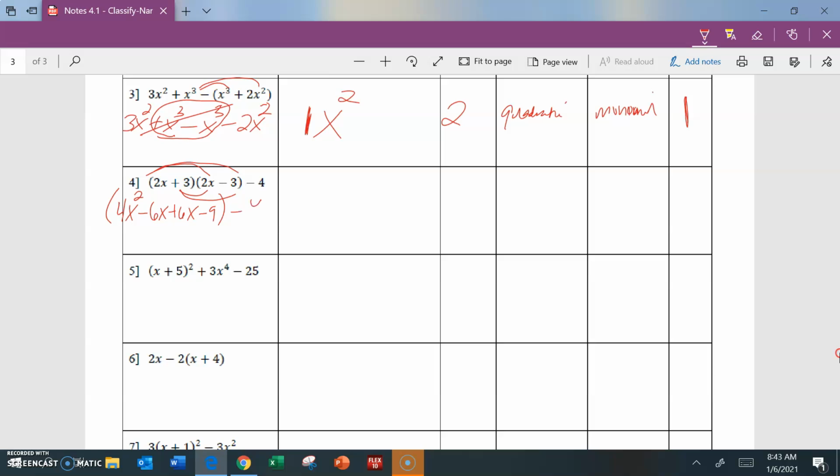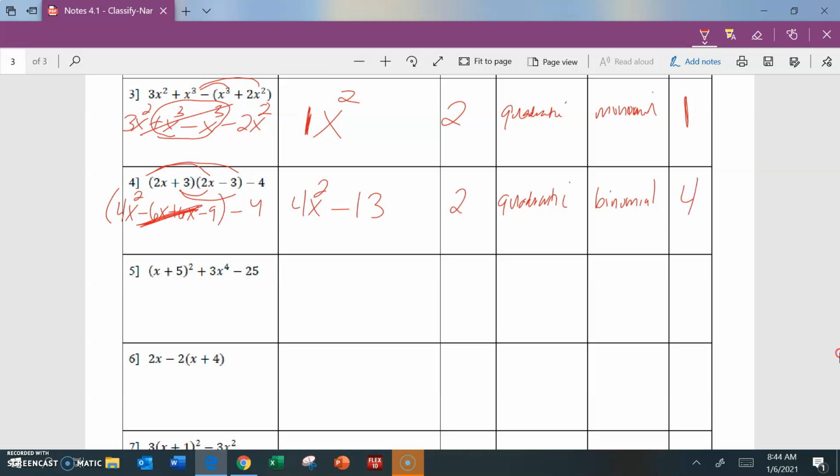And then don't forget you have this minus 4 out here. So when you combine those, our x's cancel. So we have 4x to the second. And then we have a minus 9 and a minus 4, which is minus 13. So we have degree 2, which once again is quadratic. This has 2 terms, so it is a binomial, and the leading coefficient is 4.